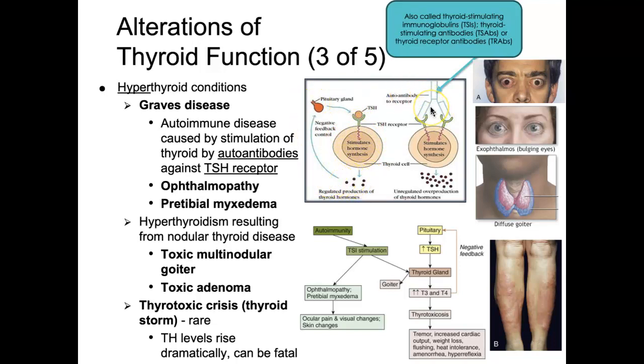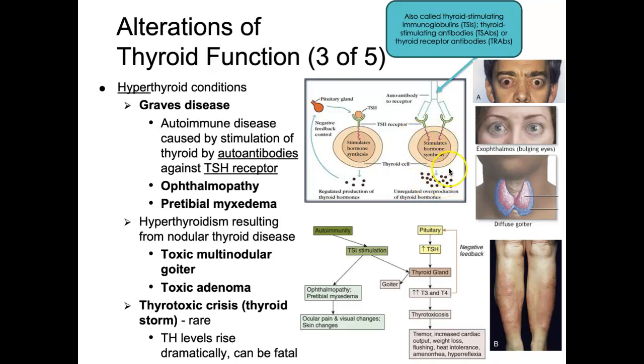But here in Graves' disease, you could see that we've got these autoantibodies, which have various names that have been used in literature. So we're going to stick with thyroid stimulating immunoglobulins, or TSIs. And they attach to the receptors, and that stimulates the gland to produce an overproduction of the thyroid hormones.